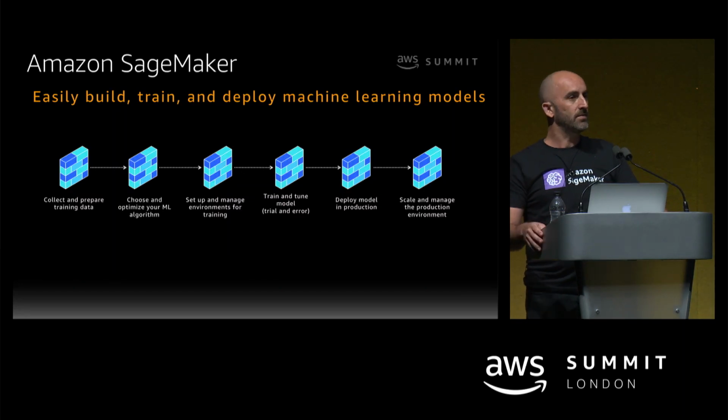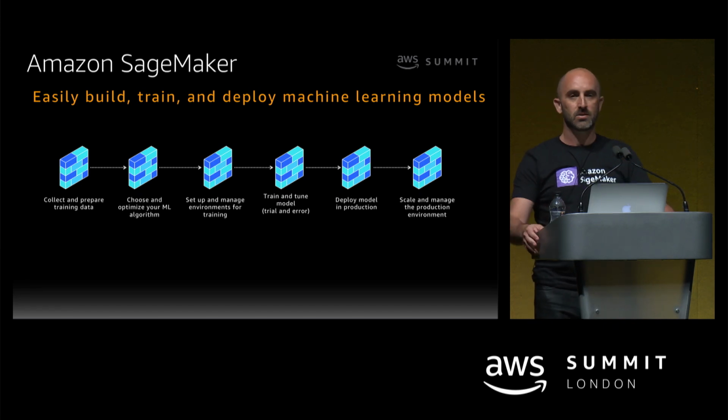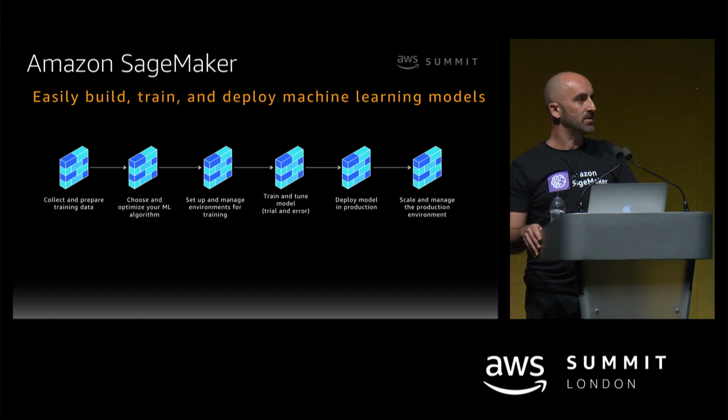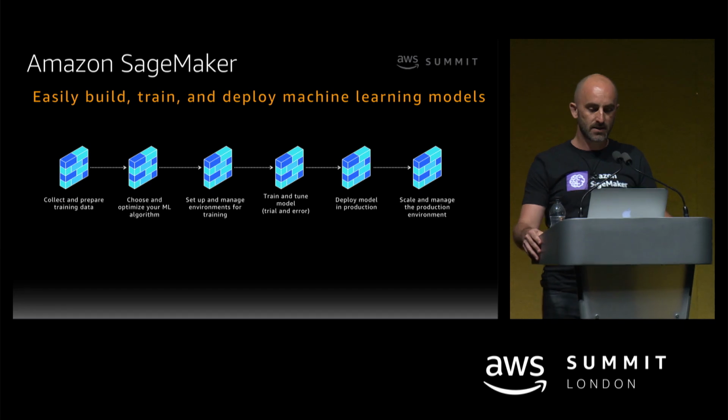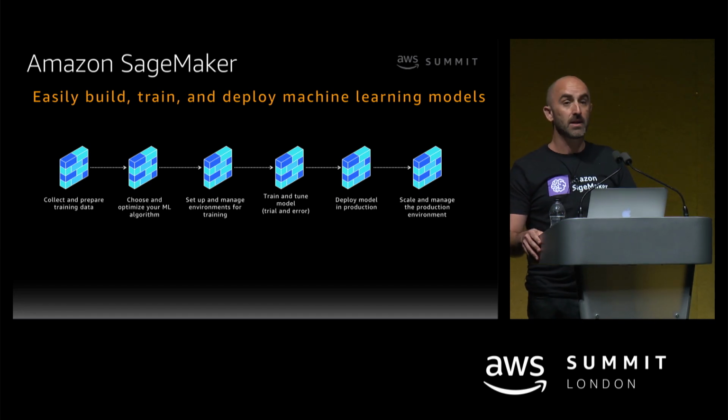Because what we saw is a lot of teams took many months, even years, to start a project and eventually get these models into production. So we're, in typical AWS fashion, trying to take away the undifferentiated heavy lifting that's involved in managing these projects.